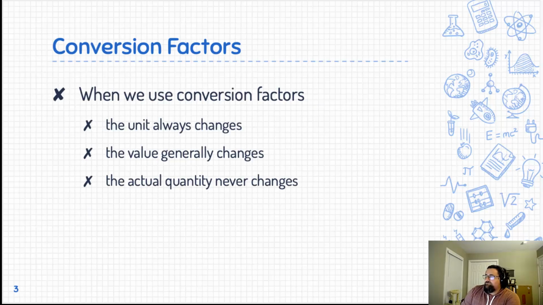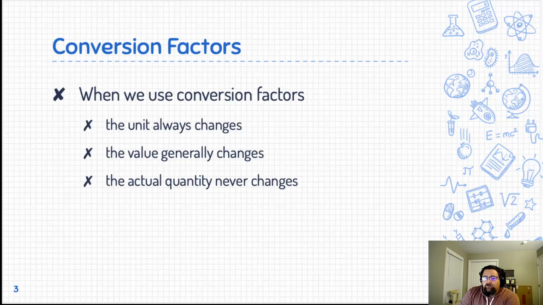Okay, a conversion factor has 3 things about it. The unit, when we use one, is always going to change. So we changed from individual eggs to dozens, or from meters to millimeters, or liters to kiloliters. We're changing the unit. The value almost always changes. Sometimes we have a unit which is equivalent, like milliliters to cubic centimeters. This is a 1-to-1 conversion. So if you had 10 milliliters, you'd also have 10 centimeters cubed. But almost always the value is going to change.